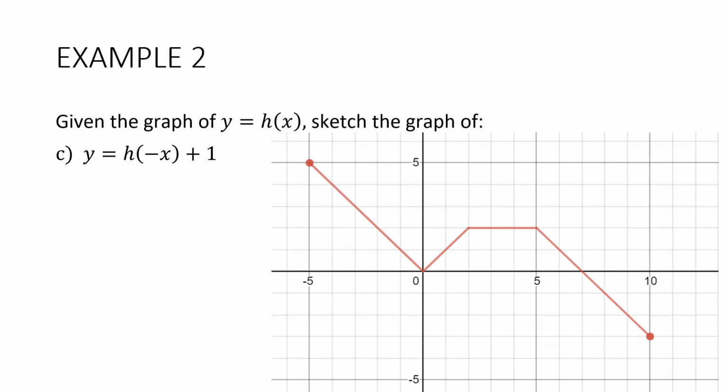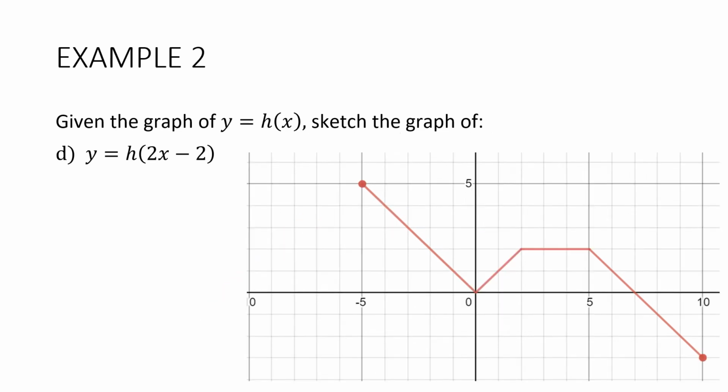How about h of -x plus 1? So again, two transformations. We have a reflection in the y-axis and then a vertical translation up 1 unit. So let's reflect in the y-axis and move up 1 unit.